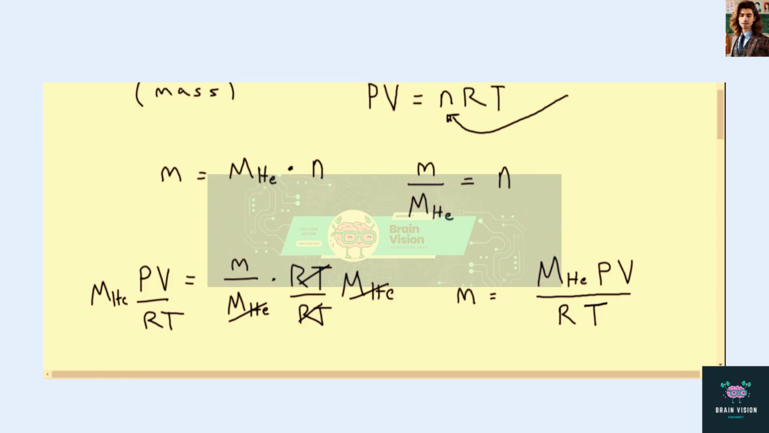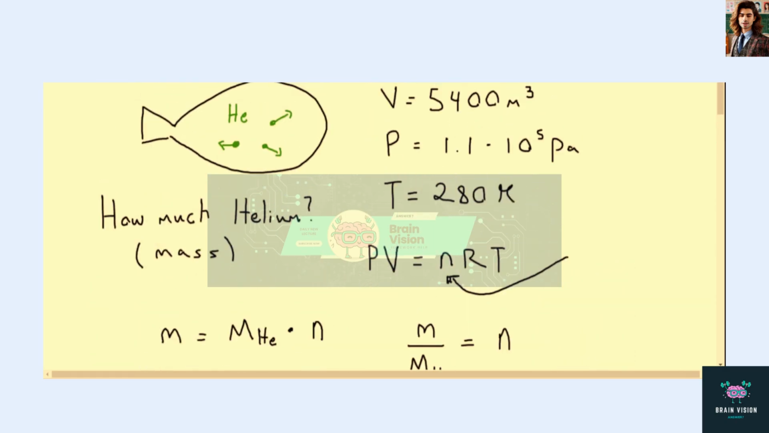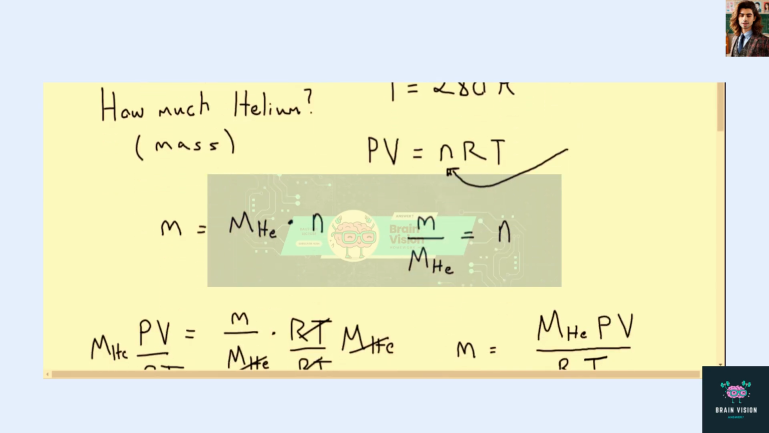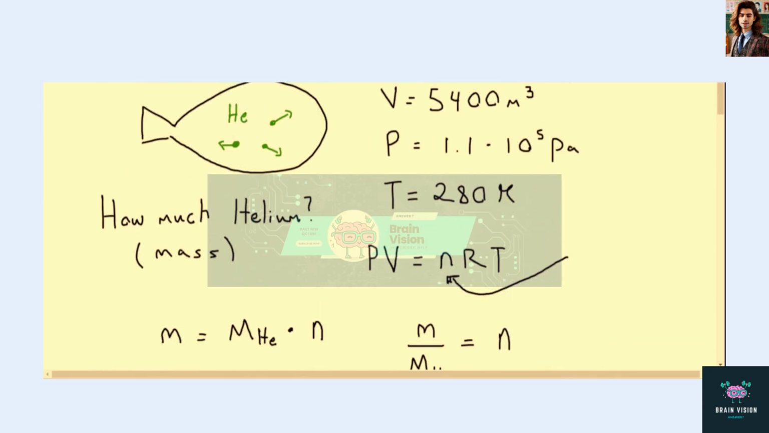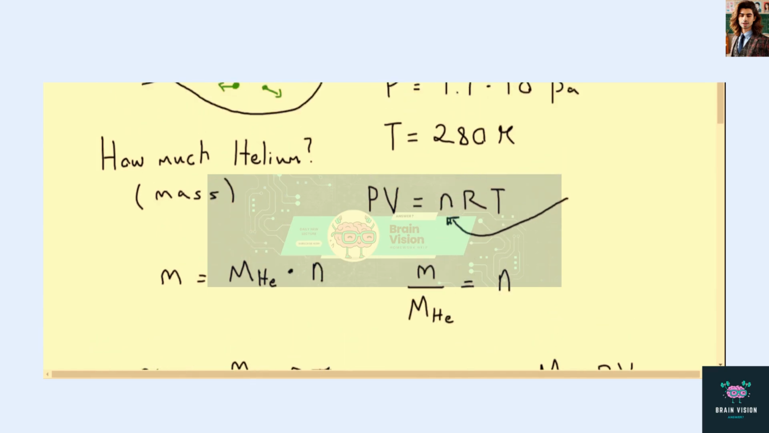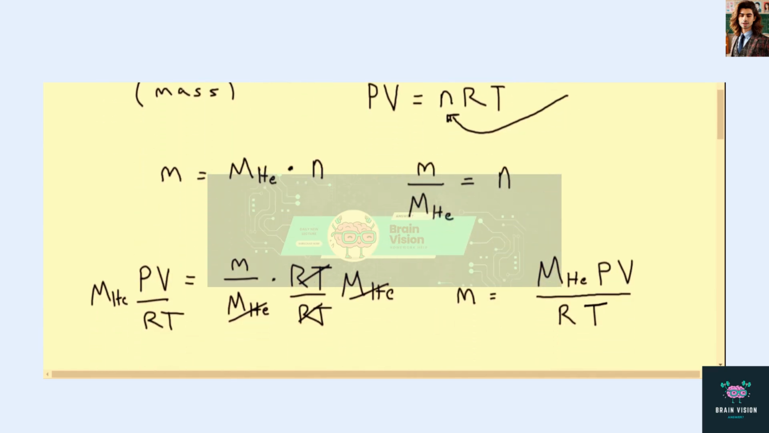Okay, so these are all knowns now. We'll have to look up the molar mass of helium, but that's not too bad. We have the volume in meters cubed, the pressure in pascals, and the temperature in Kelvin. R is a constant, so we just need to figure out what the molar mass of helium is.